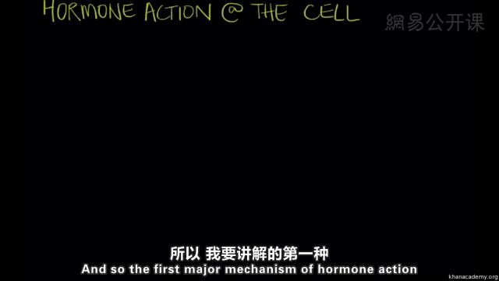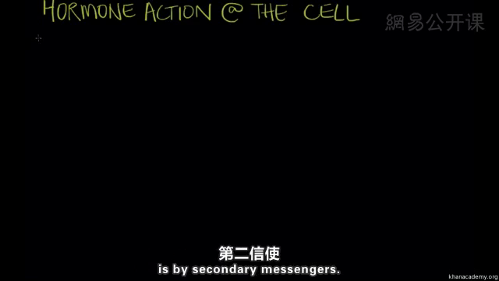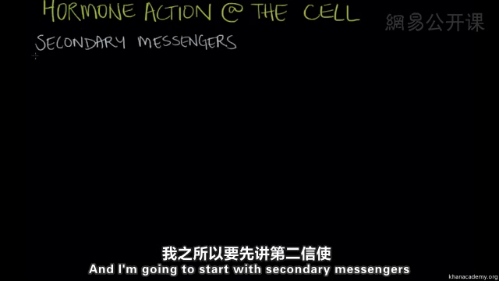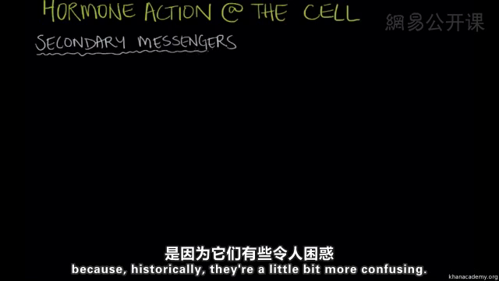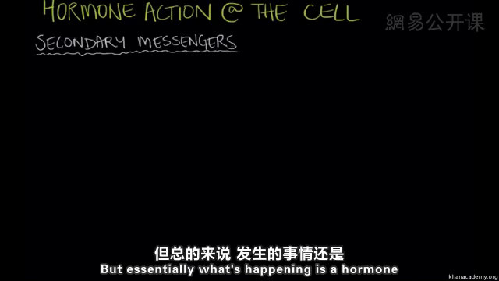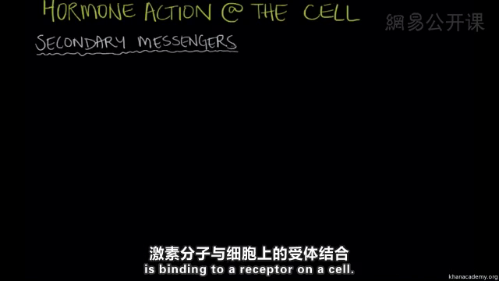And so the first major mechanism of hormone action at the cell that I'm going to start with is by secondary messengers. And I'm going to start with secondary messengers because historically they're a little bit more confusing, but essentially what's happening is a hormone is binding to a receptor on a cell.